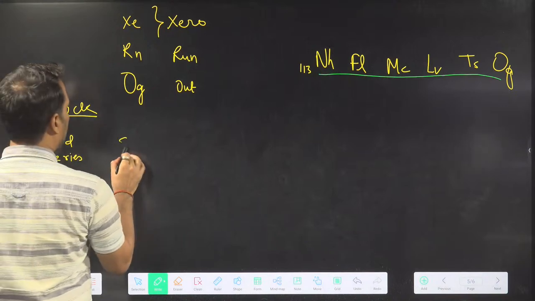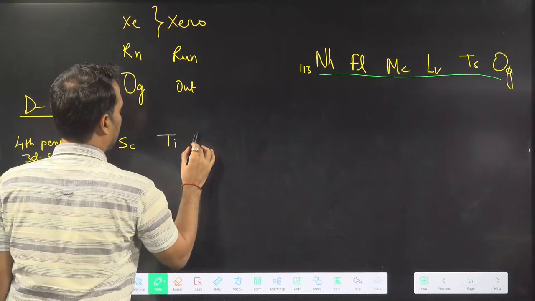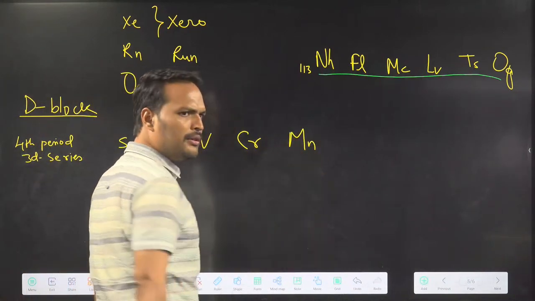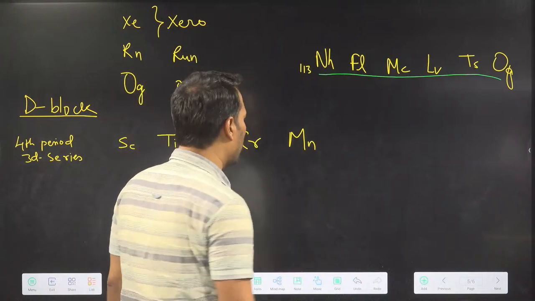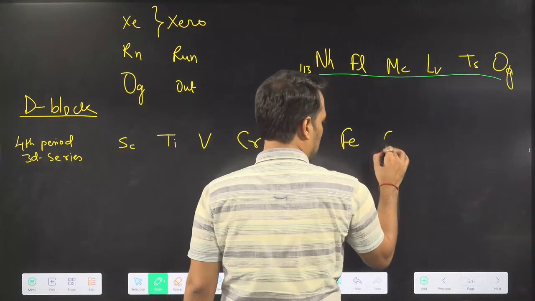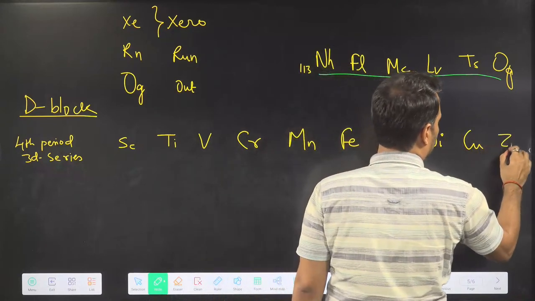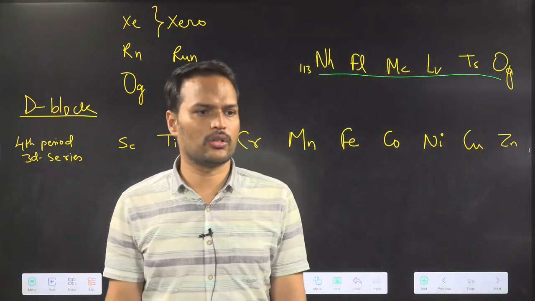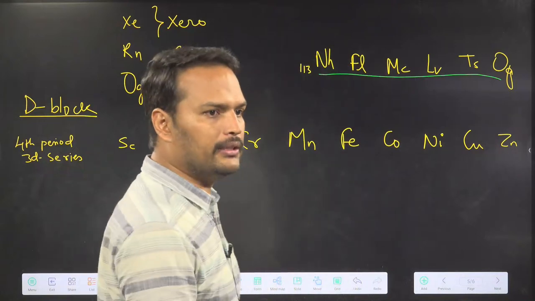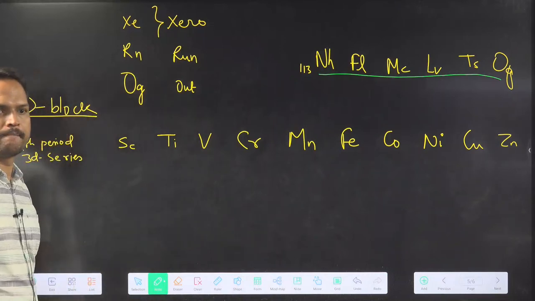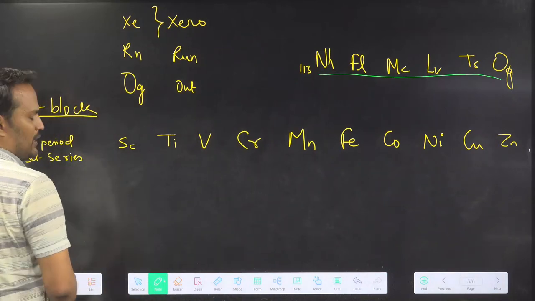And the elements are like this: scandium, titanium, vanadium, chromium. After chromium, what is there? Manganese. And then what? Iron, cobalt, nickel, copper, zinc. Am I correct? Yes or no? Okay, fine. So now what is the shortcut for this?